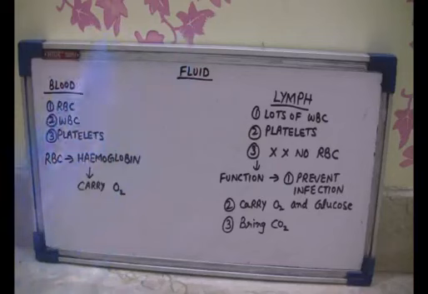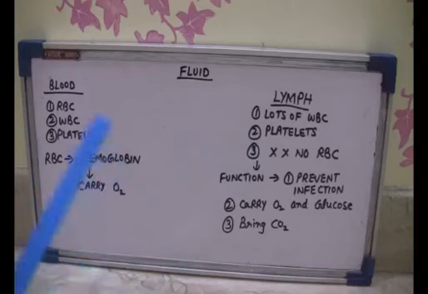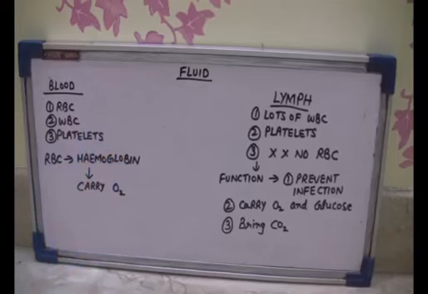Now the function of lymph is to prevent infection, as it has lots of WBC, and the main function of the WBC is to prevent infection, create immunity. The other function of the lymph is to carry the oxygen and the glucose to all the body parts. And the third function of the lymph is to bring carbon dioxide from tissue fluids to the blood.